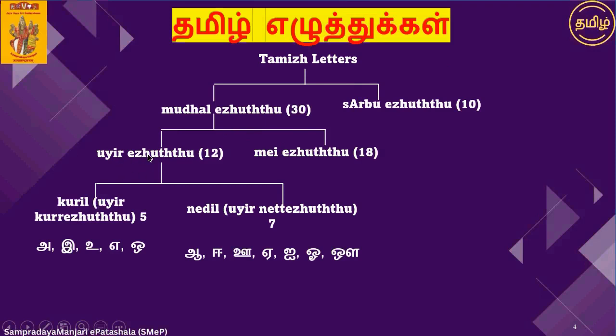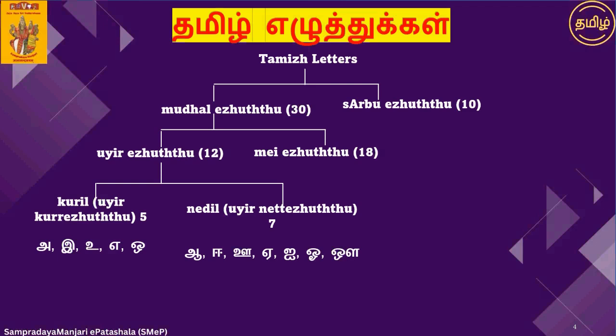Adhulada we are seeing uyirezhuththu, meyyezhuththu. We are into uyirezhuththu. Adhula ரெண்டு கேட்டகரி இருக்கு, based on the sound. இங்க கேபிட்டல் ஸ்மால் லெட்டர் அப்படின்னு நீங்க சொல்ற மாதிரி அது ஸ்ட்ரக்சரை பேஸ் பண்ணி இருக்கு. ஆனா in Tamil the letters are categorized based on sound. உயிரெழுத்து அப்படிங்கிறது சவுண்ட பேஸ் பண்ணி திருப்பி ரெண்டா பிரிச்சிருக்கா. குறில், நெடில். குறில் அப்படின்னா குறுகிய ஓசை.